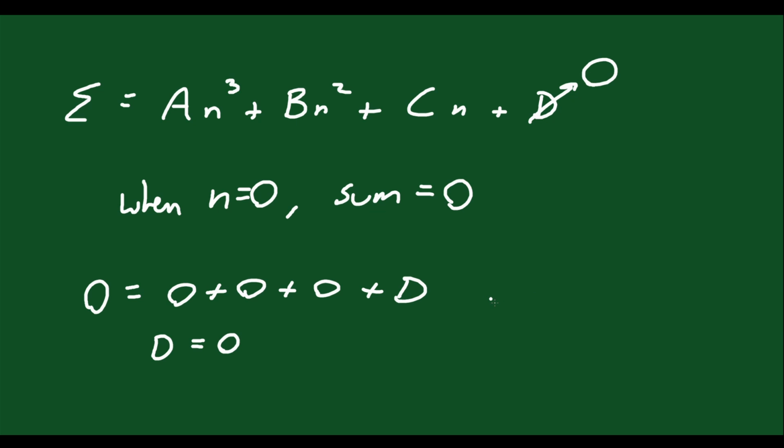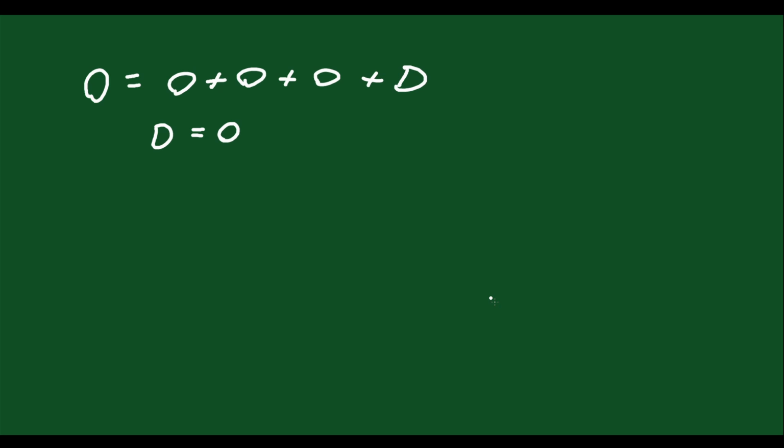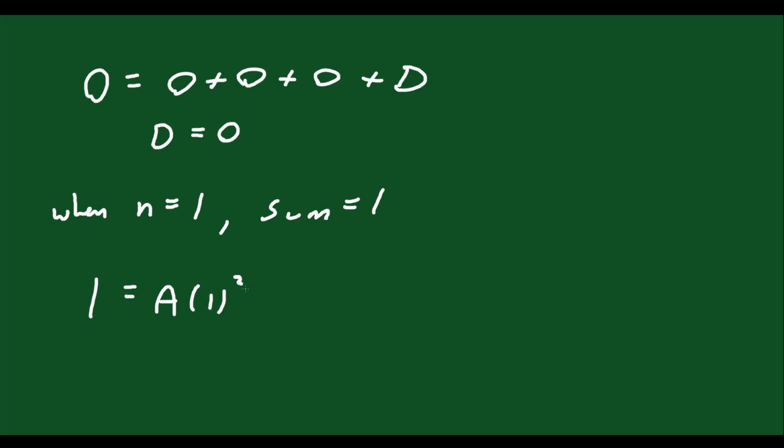Now, how can we find the rest of the numbers? Well, we know that when n is equal to 1, the sum was equal to 1, from that table. And so when we plug in 1 for all the n values, you set the sum to 1. So 1, the sum, is equal to a times 1 cubed plus b times 1 squared plus c times 1.